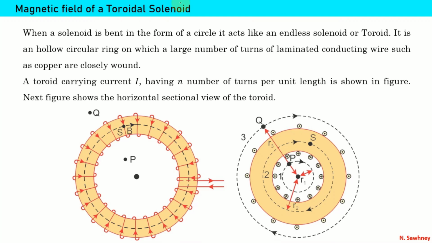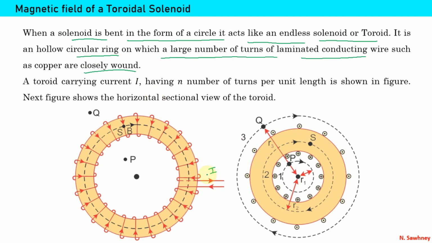What is a solenoid? A solenoid is a long cylindrical helix which is made by winding closely a large number of turns of insulated copper wire, and when current is passed through the wire, a magnetic field is produced. Now when this solenoid is bent in the form of a circle, it acts like an endless solenoid, or simply a toroid. That is, it is a hollow circular ring on which a large number of turns of laminated conducting wire is closely wound. Here I have considered the current flowing through the toroid is I.